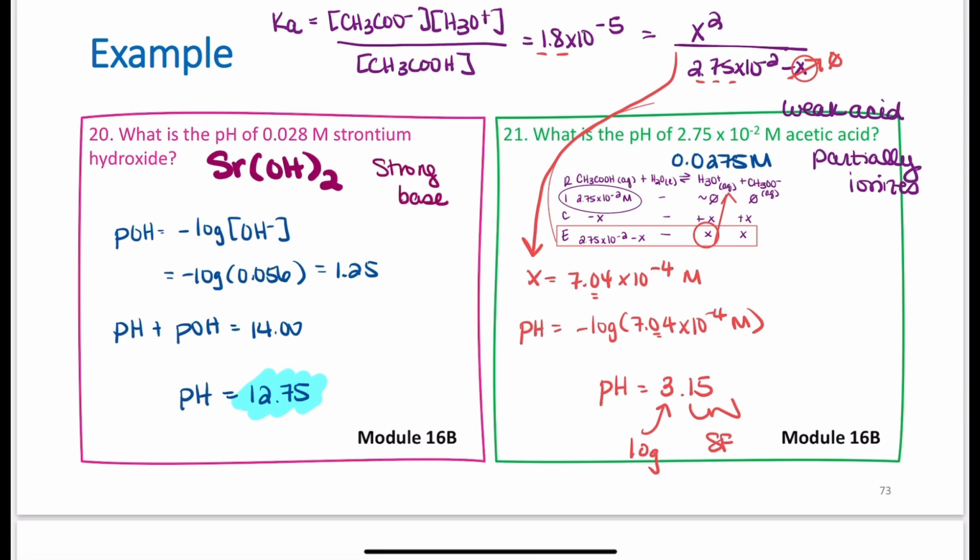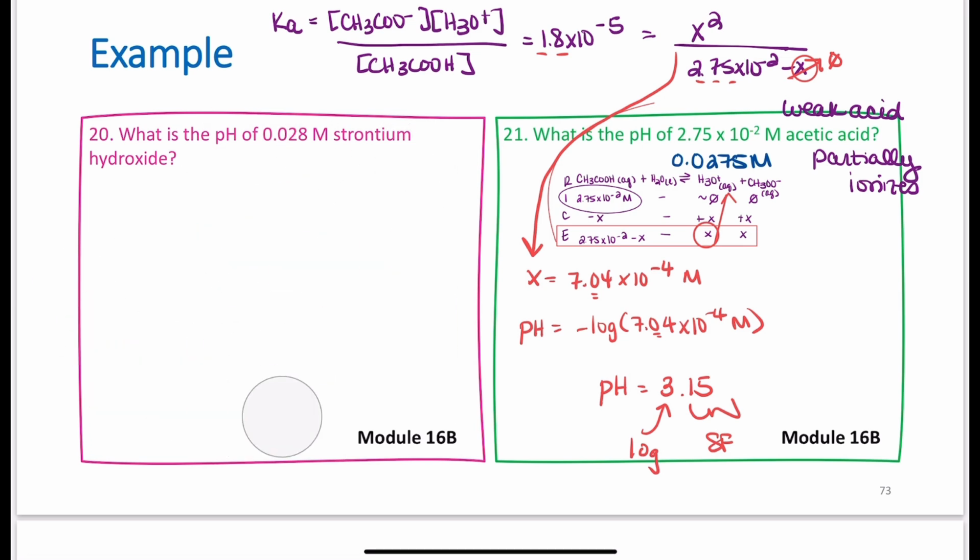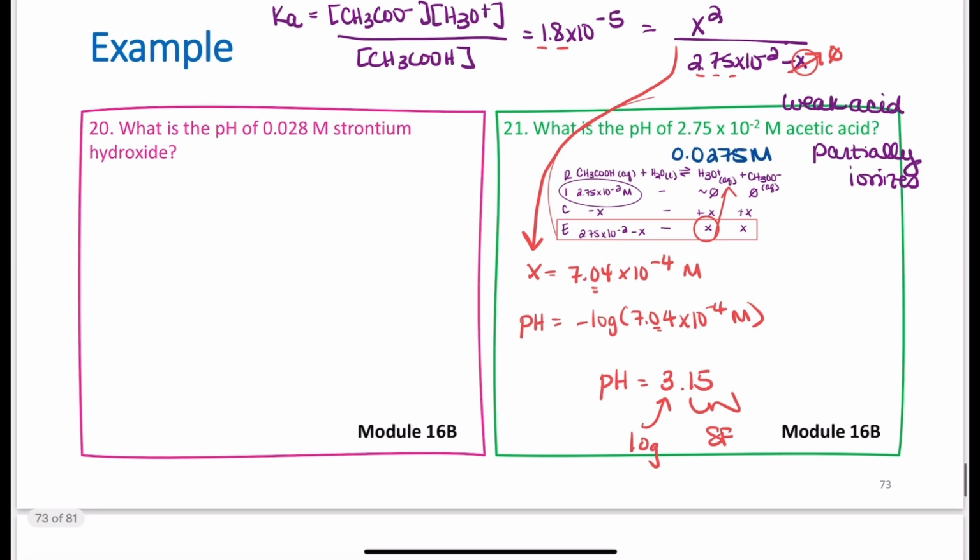I do have to check my assumption here to make sure I'm correct in ignoring that x. And so I'm going to erase the strong base stuff over here to do the assumption over here. Remember, you check the assumption the same way that you figure out how much ionizes. You're going to take the percent dissociated, so x divided by the part it broke off from, 2.75 times 10 to the negative 2. That value of x was 7.04 times 10 to the negative 4, and multiply that by 100.